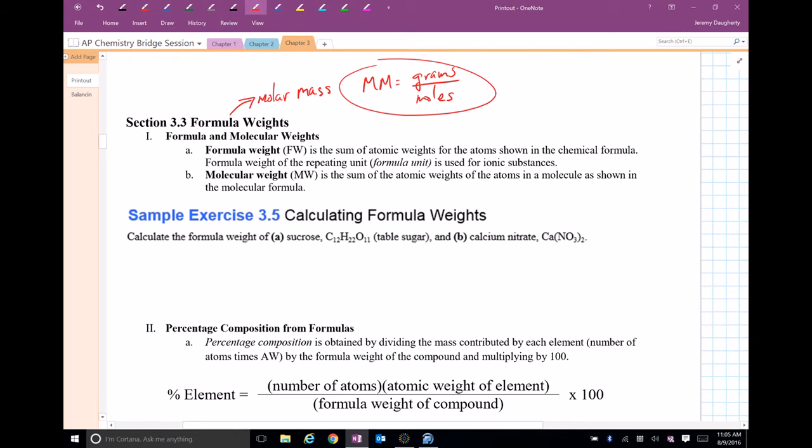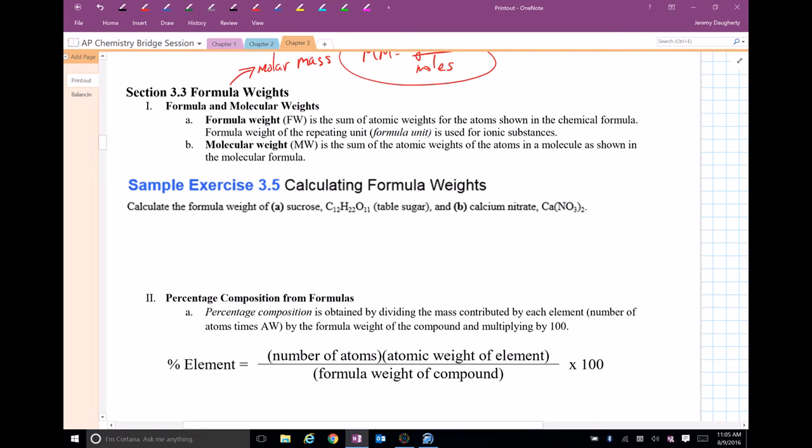We'll do a couple molar mass here. Technically, if you're talking about an ionic compound, you're talking about the formula weight, and if you're talking about a covalent compound, you're talking about the molecular weight, but generally molar mass is good for everything. So let's go ahead and take a look at sucrose here.